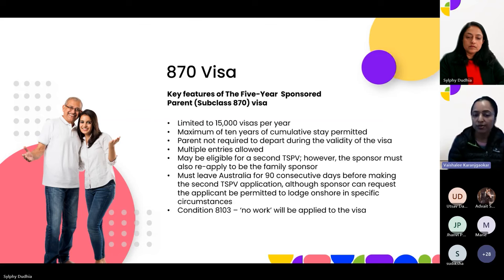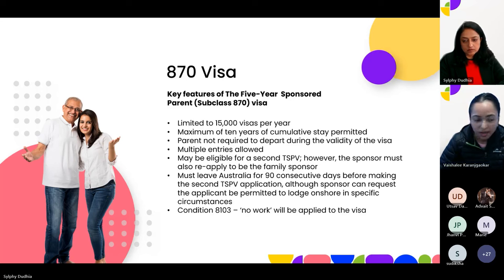They are eligible for a second sponsorship. However, the sponsorship is a new sponsorship again. So if the children have sponsored them once and parents have applied, once this visa ends, the sponsorship also ends. After the visa ends, parents must be outside Australia for 90 consecutive days. You cannot apply for this visa without spending the stipulated time outside Australia.